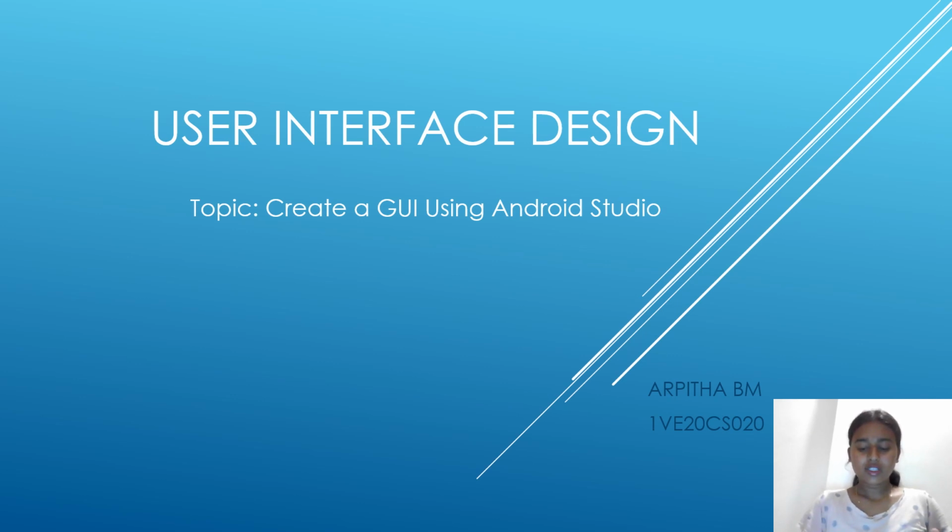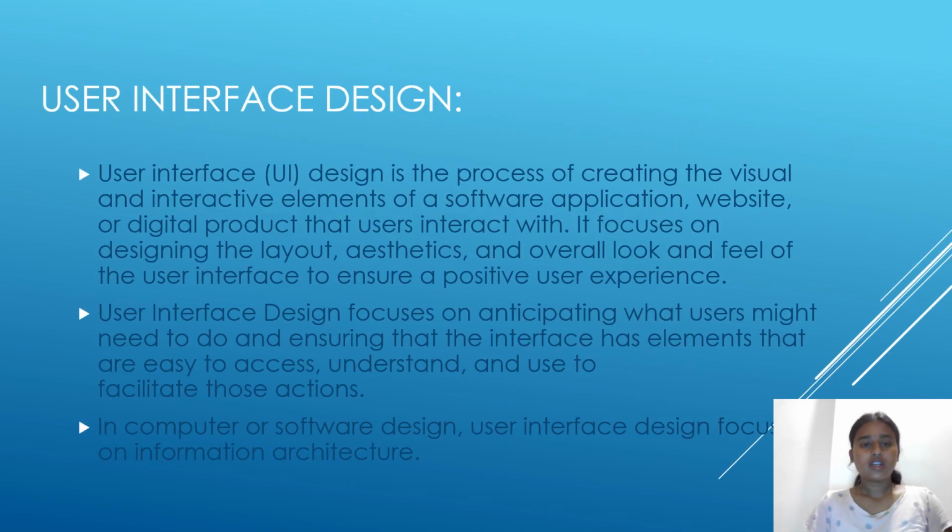The user interface is the part of a computer and its software that people can see, hear, touch, talk to or otherwise understand or direct. The user interface has essential components: input and output. So let's see one by one. User interface design is a process of creating the visual and interactive elements of a software application, website or digital product that users interact with.